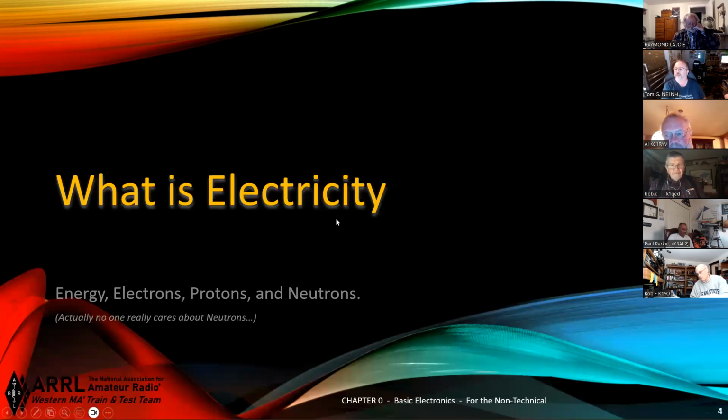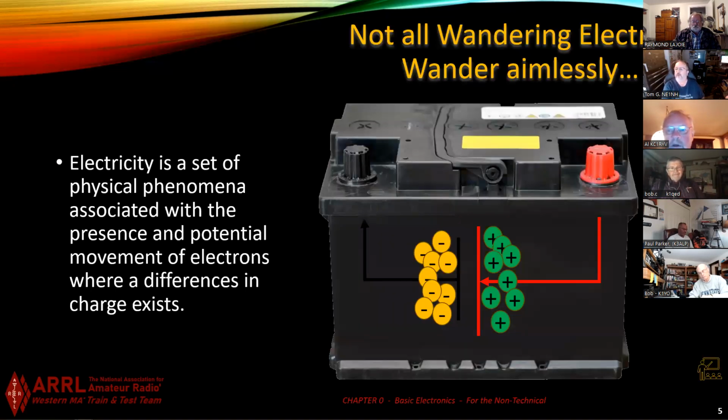So first thing I want to talk about is what is electricity, okay? Electrons, protons, neutrons, all that kind of stuff. And by the way, no one cares about neutrons. They don't do anything. They just sit there and look good. So electricity, it's really a set of physical phenomena associated with the presence and potential movement of electrons where differences in charge exist. That's the fancy term, okay?